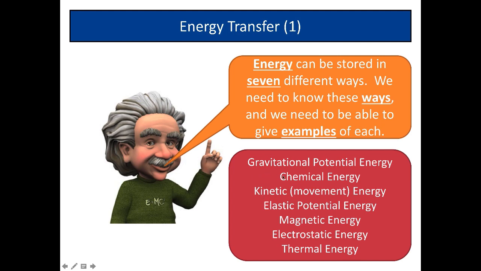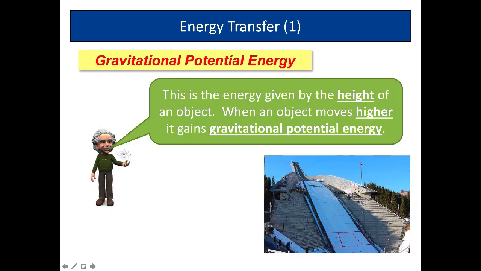Let's start first of all with gravitational potential energy. A bit of a mouthful. You could always abbreviate it to GPE if you want to, but its proper name is gravitational potential energy, and this depends upon the height. So this is the energy given by the height of an object. So an object moves higher, it gains gravitational potential energy.